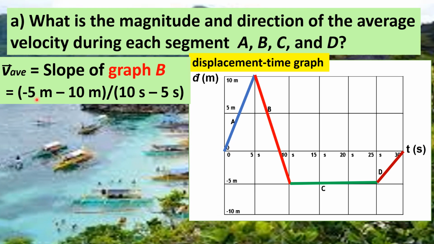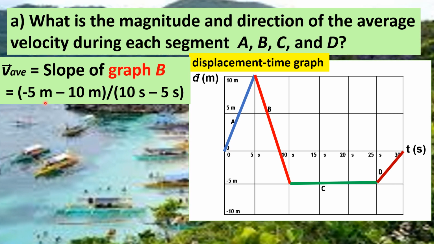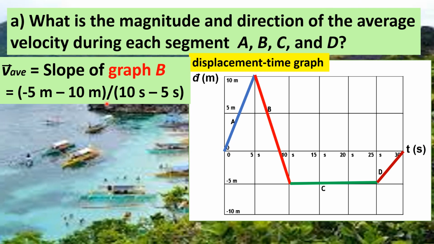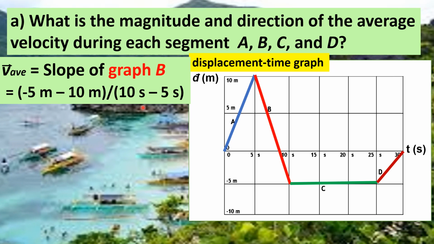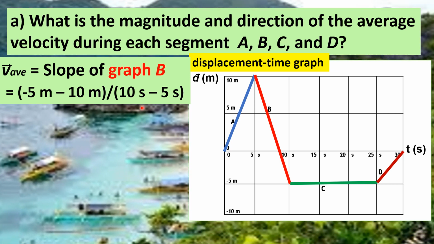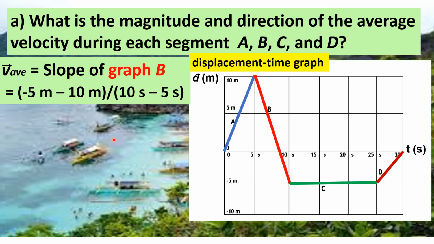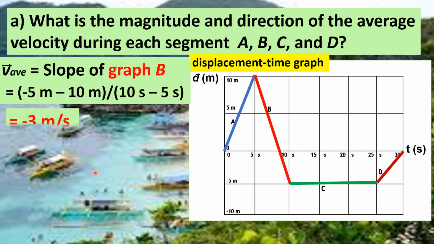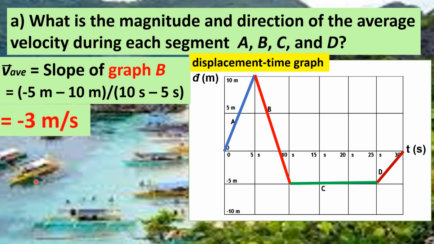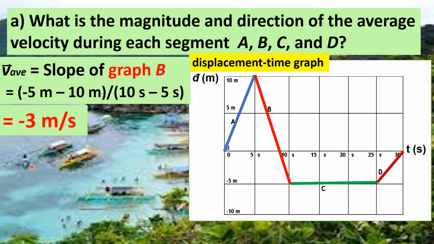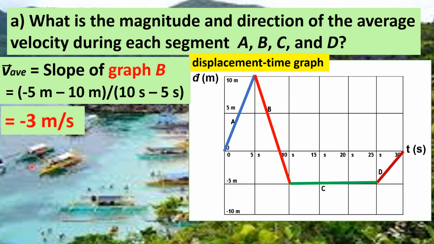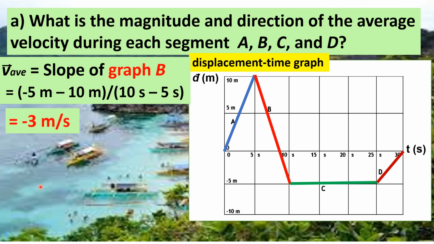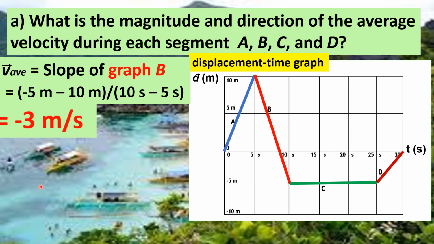So delta D is equal to negative 5 meters minus 10 meters, and this will be divided by the time interval from 5 seconds to 10 seconds, or 10 seconds minus 5 seconds. Doing our math, we will get the average velocity represented by graph line B equal to negative 3 meters per second. It means that the particle is moving at a constant velocity of 3 meters per second in the backward or opposite direction.